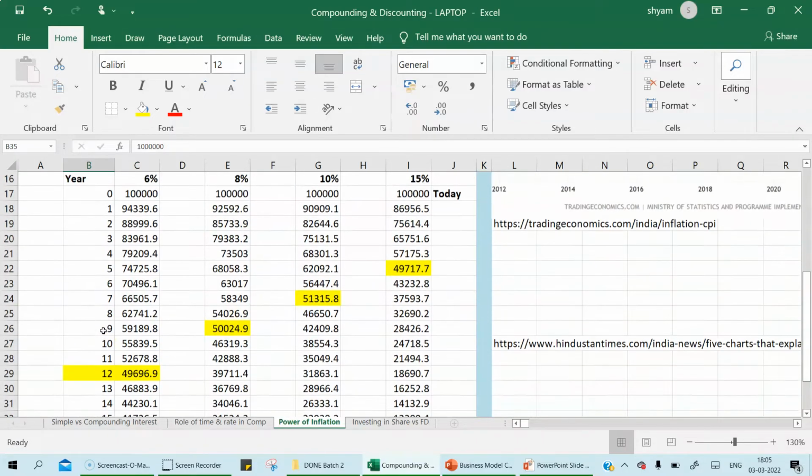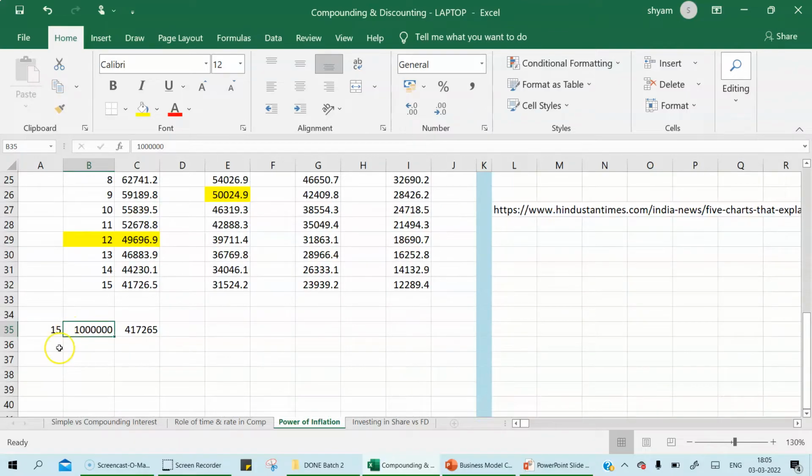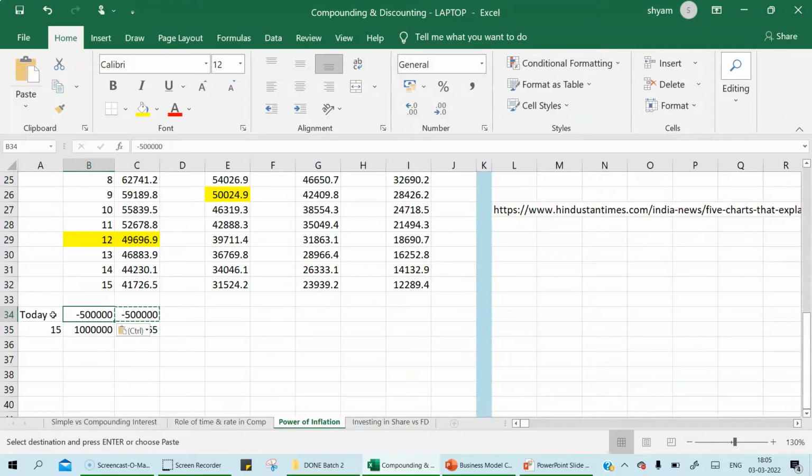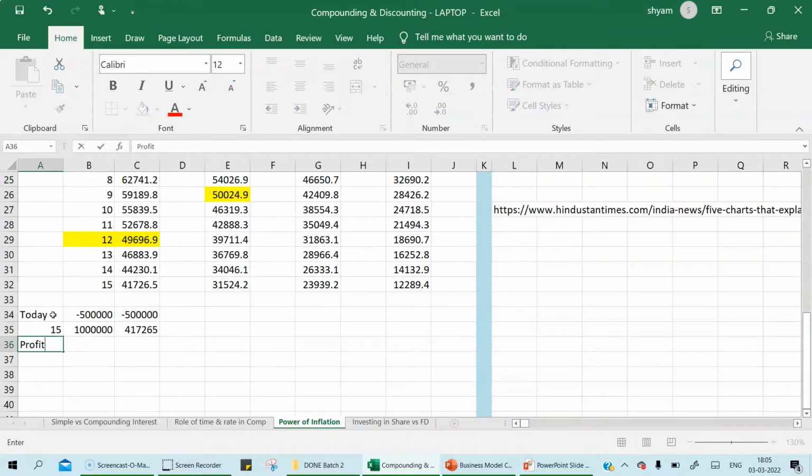10 lakh rupees, you just invest some money now. For example, if they say today you pay 5 lakh rupees. So 5 lakh is going out of your pocket, and they say that we'll pay you 10 lakh rupees. What is the profit? You feel the profit will be 5 lakhs.